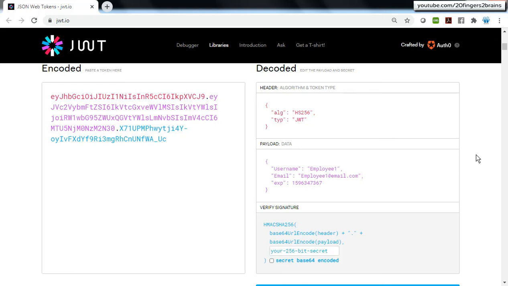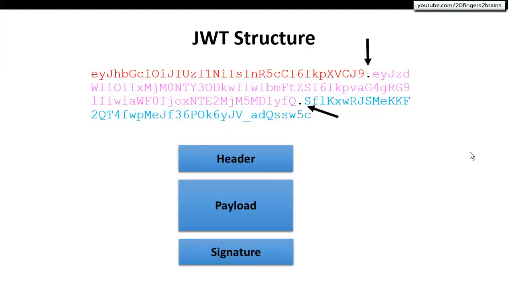Why do we need the header and why do we need algorithm details in the header? The header information wherein we specify the algorithm to sign the token is utilized by the server to validate the signature. We will see how the server utilizes this to validate the signature on the token. So this is the overall structure of the JWT token. And now let's go back to our slides and see this process again.